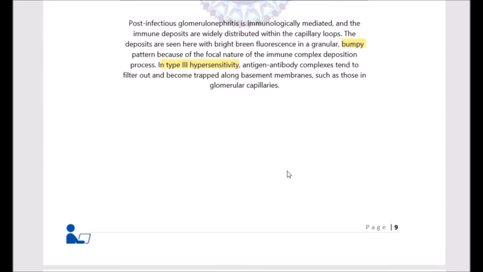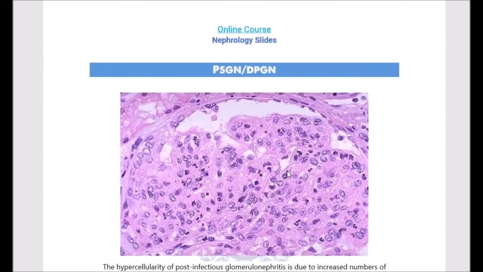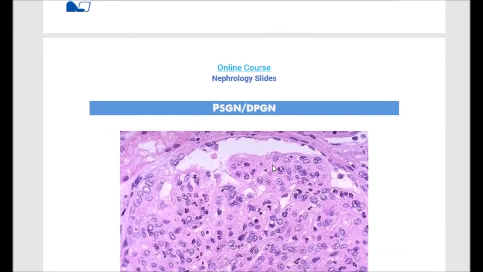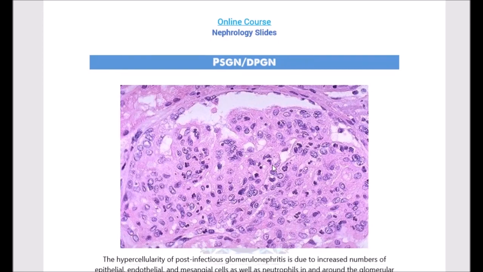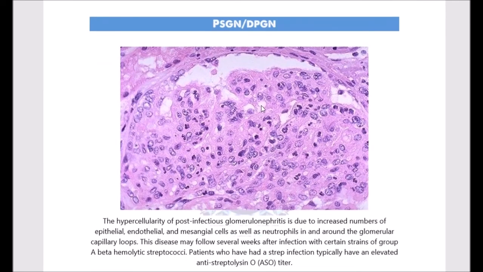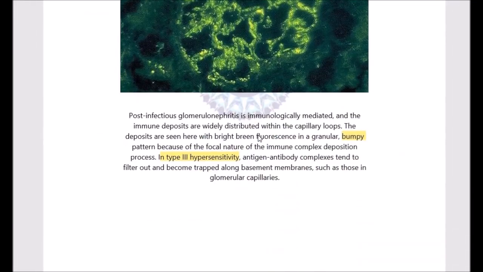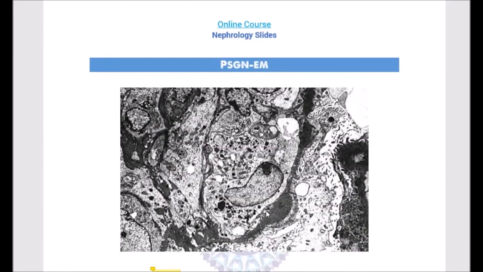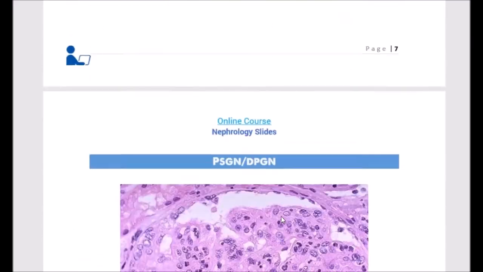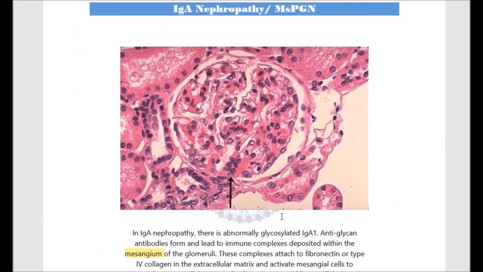So in a DPGN we can see the diffuse proliferation of all the cells, including the neutrophils as well. So you see the diffuse proliferation, and the immune deposits will be the subepithelial humps, humpy. PSGN is humpy. In contrast, IgA nephropathy is a mesangial proliferation of the cells along with mesangial IgA deposition.